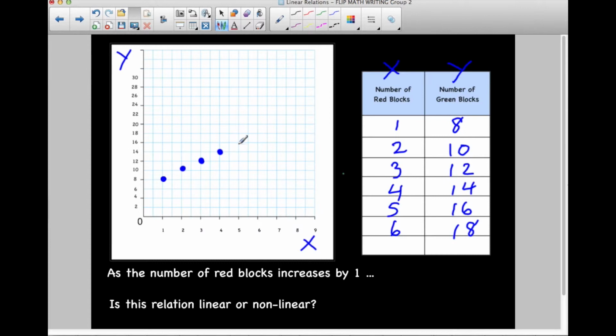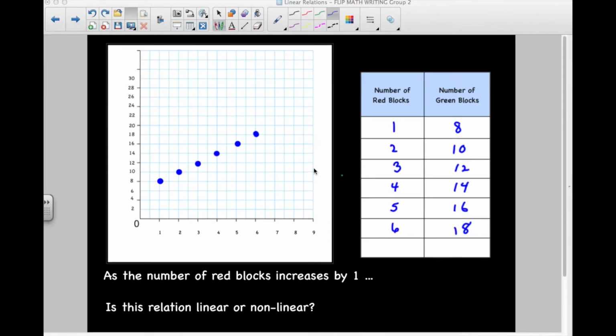Our fifth, 5, 16. Notice that we're moving over 1 block and up 2 blocks each time. My next point should be right here. Yep, you're right. What is this starting to look like? Any ideas? Before you answer that question, let's start to think about some of these questions down below.